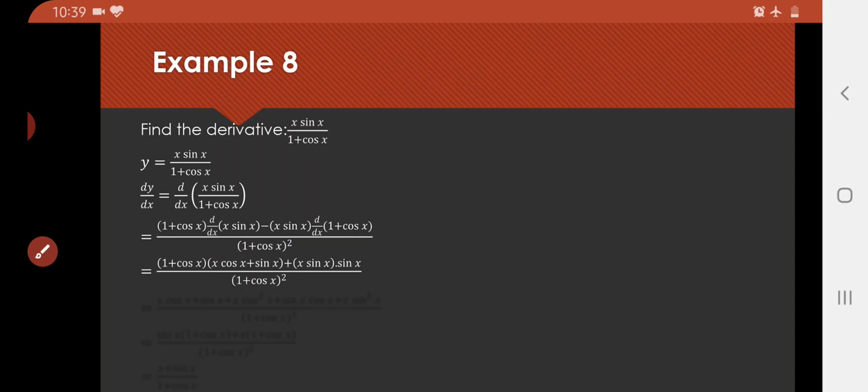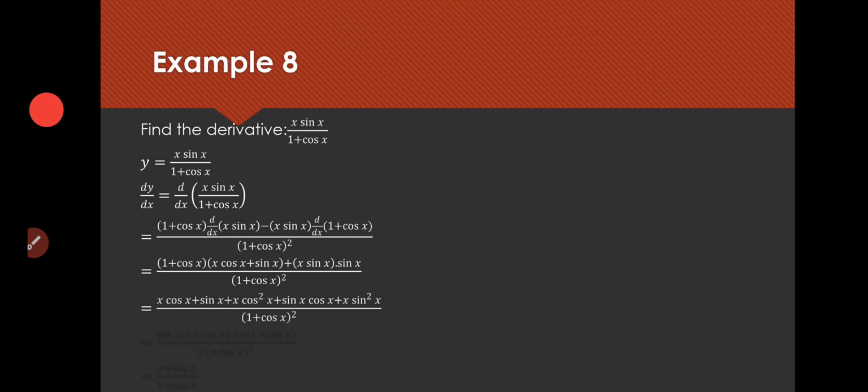Now our job will be to simplify this whole thing out. So we just carry on with the calculation, multiply everything, take things common. If you take things common, this is what you get. 1 plus cos x comes out as common, so 1 plus cos x is also there in the numerator. Cancel it out. You get your final answer as x plus sin x by 1 plus cos x.